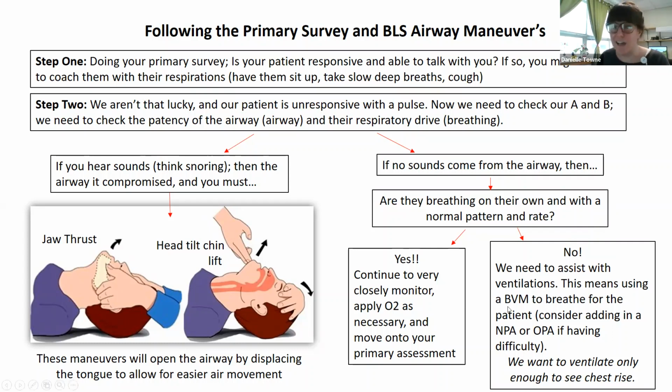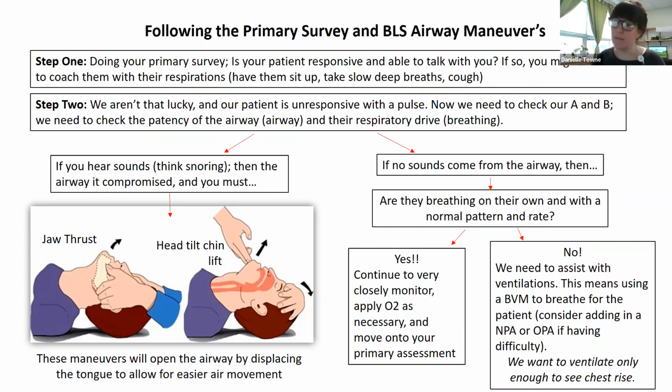Well, let's say they're not breathing on their own. Well, we're not going to move on to the other stuff. We're going to stay right here in the B section. We're going to say, okay, we're going to assist the ventilations. So we're going to use a bag valve mask, a BVM, to help them breathe. Now we could consider using something like an NPA or an OPA, and we'll talk about that in a little bit, to help to maintain the patency of the airway. But we want to make sure that we cover our airway and our breathing. So we're going to start assisting with that if they're not doing it on their own.